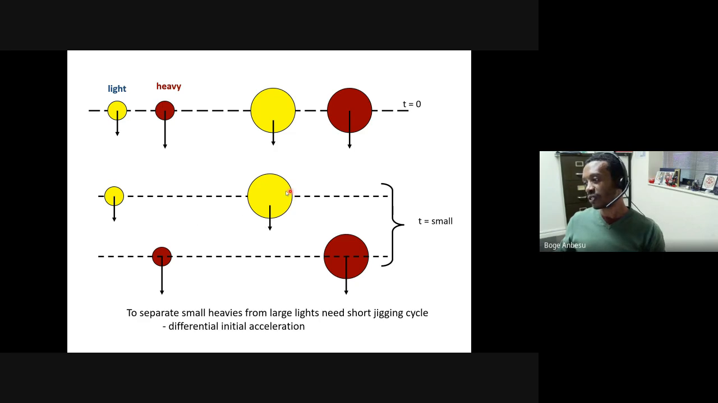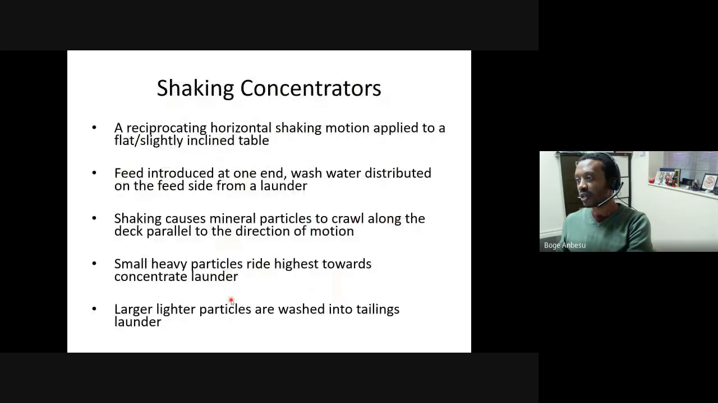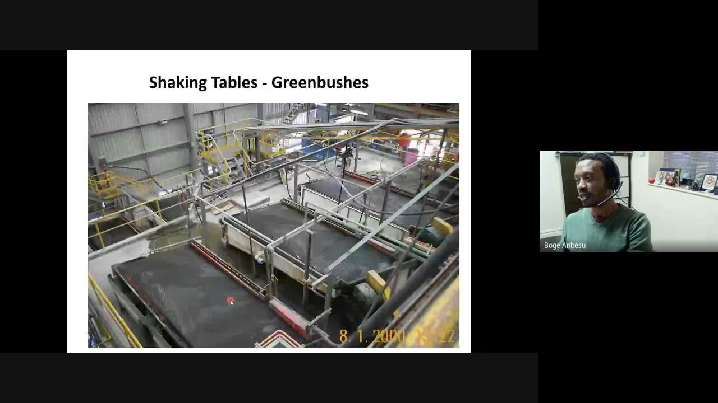So all I want in this situation is to avoid the large light particles settling in the same way as the small dense particles. I want to minimize that from happening, and to minimize that, I want to exploit only density rather than size. So again, if you operate your jig using short cycles, maximizing the impact of differential acceleration rather than terminal velocity, you should be able to operate the jig in that way to maximize the effect of density rather than size.